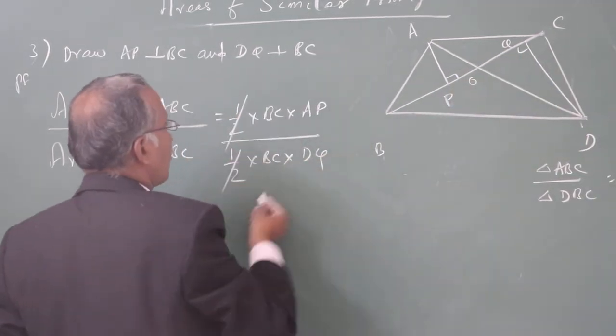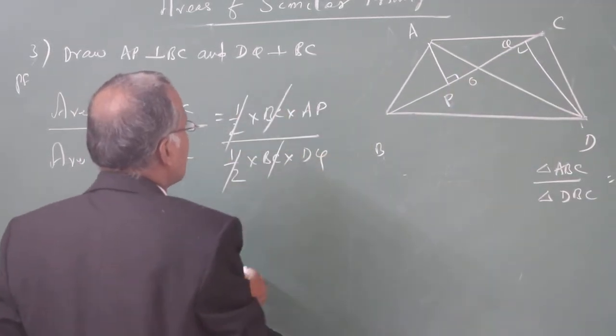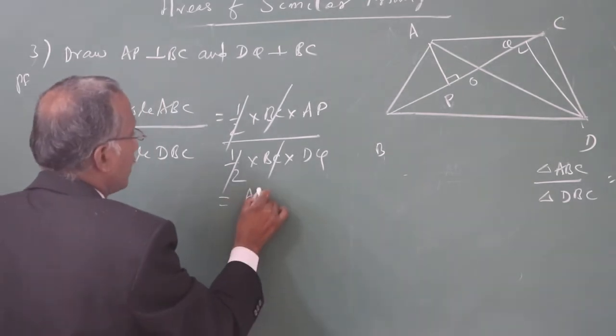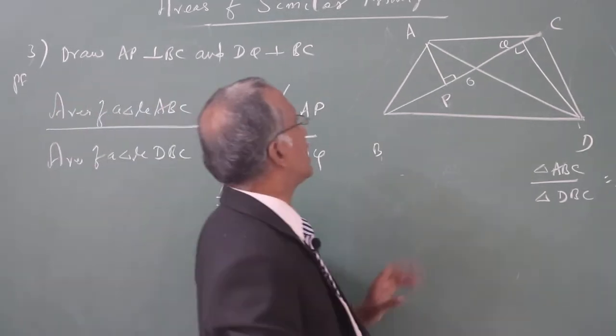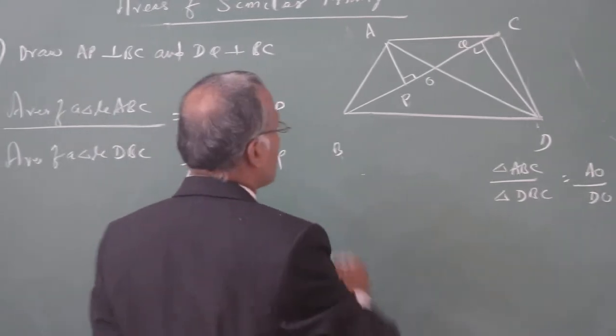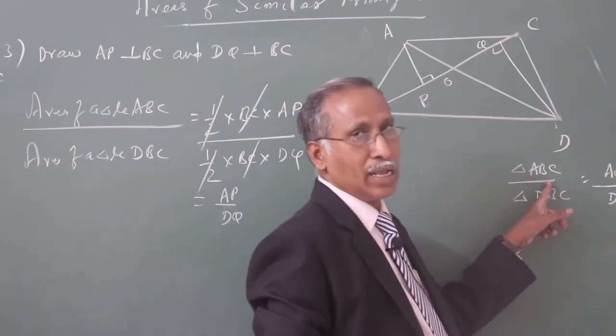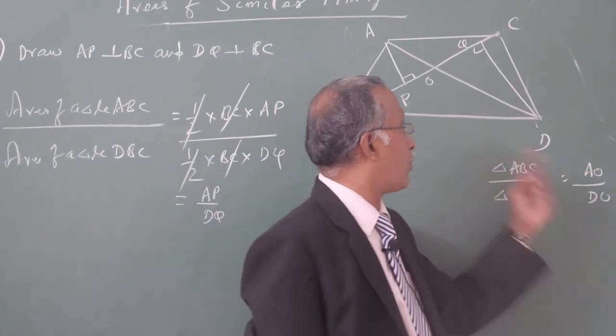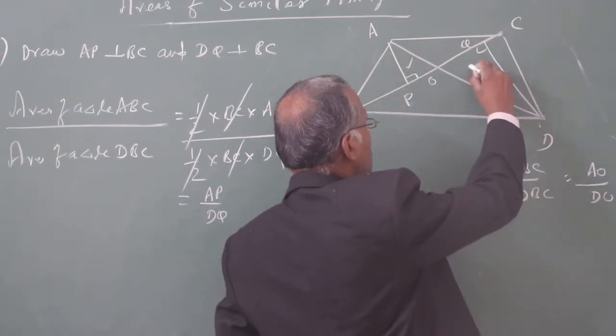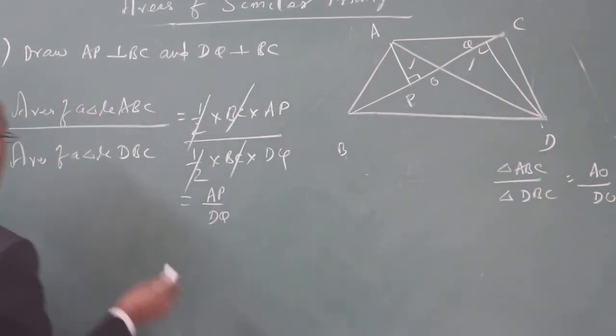Half and half get simplified, BC and BC get simplified. Then you get AP by DQ. Keep it as it is here now. Now what do you have to prove? You have to prove that area of the triangle ABC by area of the triangle DBC equals AO by DO. For that, we have to compare these two triangles.